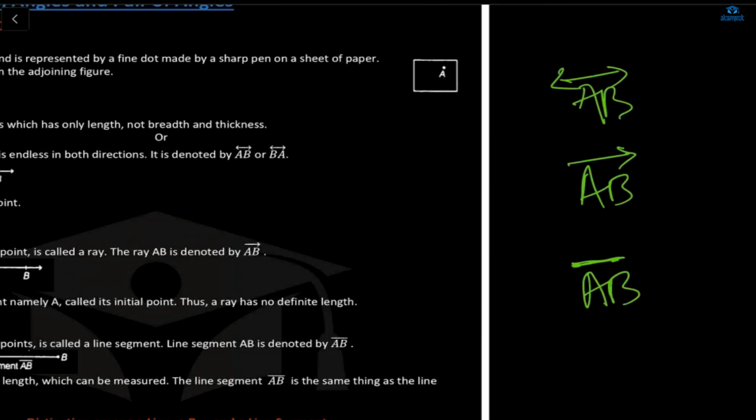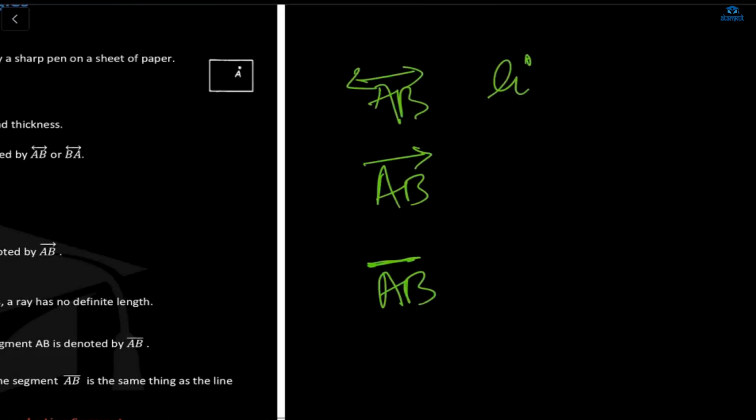A line segment you can draw on paper, because a line segment is a specific measure. You can mark it. It is a part of a line, and it has endpoints on both sides. So that is the difference: this is a line, this is a ray, and this is a line segment.